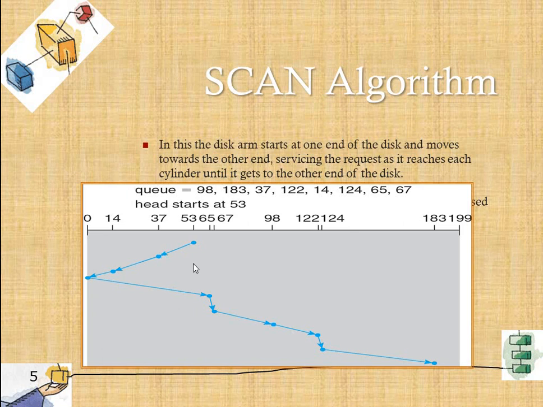So let us take an example. Initially our head is at position number 53. From 53 we can either go to the right hand side to complete all the requests that come in between, or we can move to the left hand side. So here we are going to fulfill all the requests on the left hand side first. From 53 we have 37, then 14, and then it will also touch 0, that is the start.